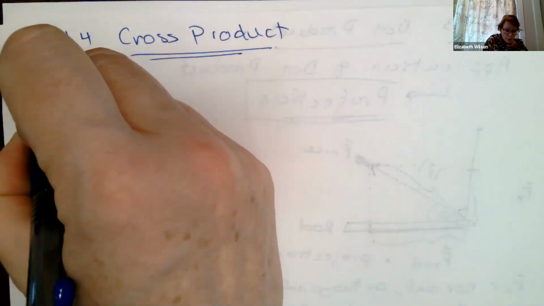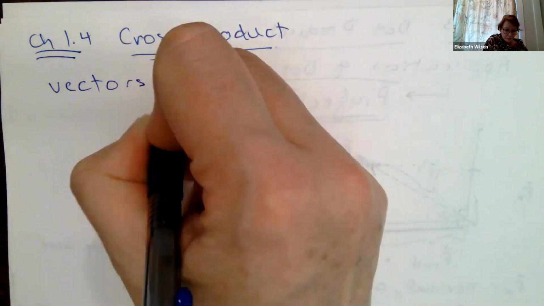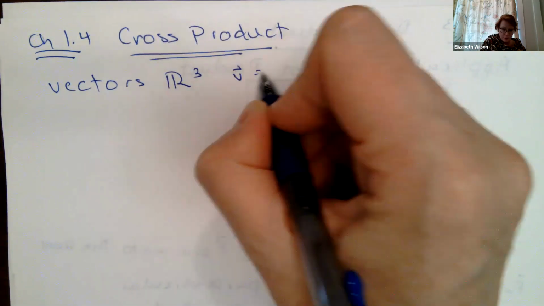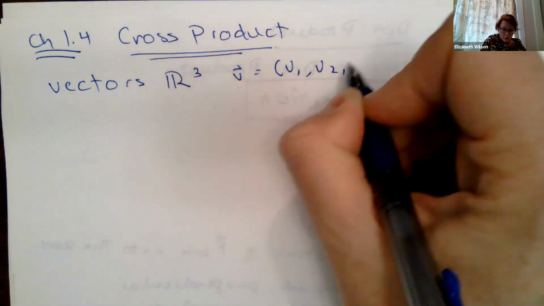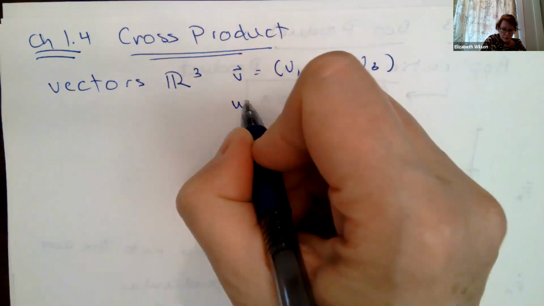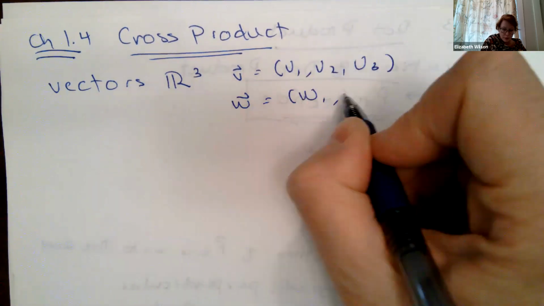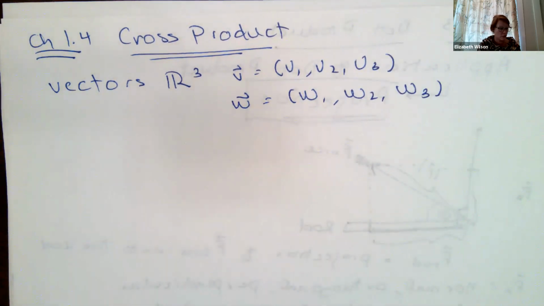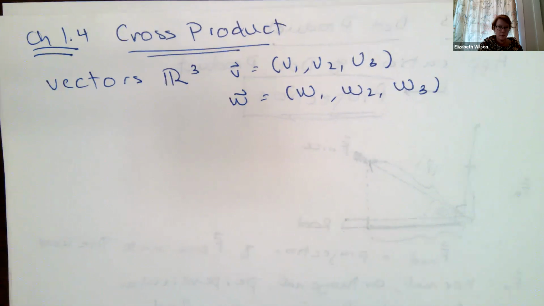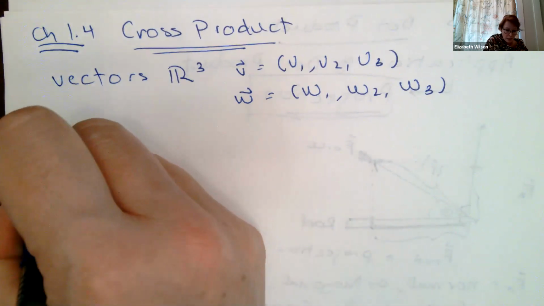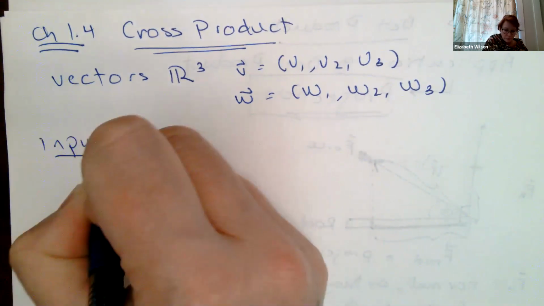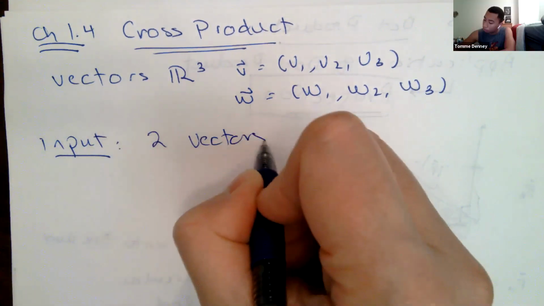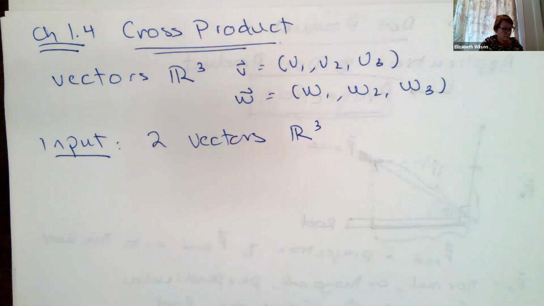So in the cross product, we're dealing with vectors that are three-dimensional. Okay, so my vector v, v1, v2, v3. My vector w, for example, w1, w2, w3. Three-dimensional vectors, okay, to do the cross product. So let's talk about what we have. We're going to take as input two vectors. These are three-dimensional vectors, okay?